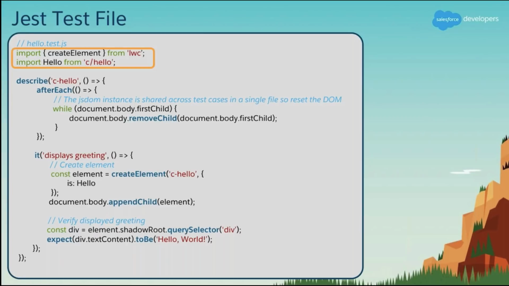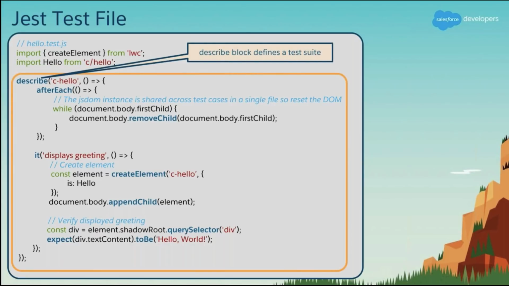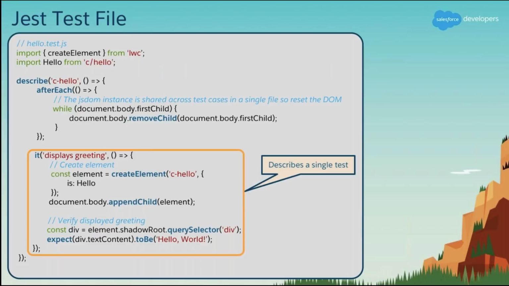But yes, we need to import createElement from LWC, and whichever component you want to test, you also import that. That's it. Once you import those things, you can define a test suite using the keyword called describe. This describe block contains one or more tests. You can write any number of tests within the describe block and group them together. What I suggest is you always create at least one top-level describe block, and if you have more complex tests, you can write more describe blocks. In this case, we have one describe block with one very simple test case.